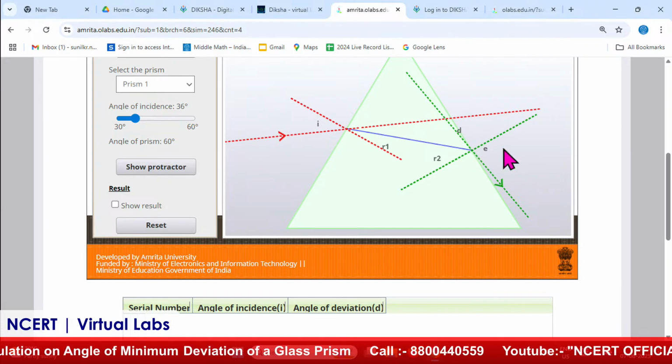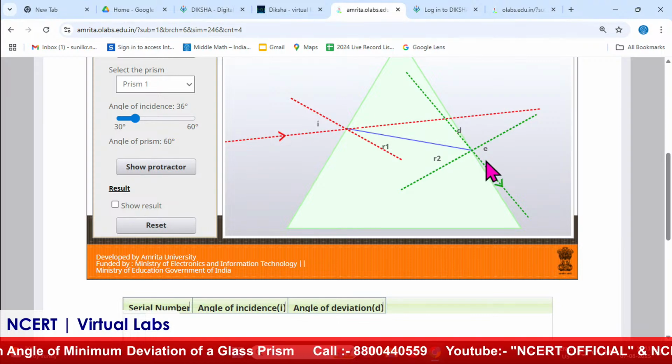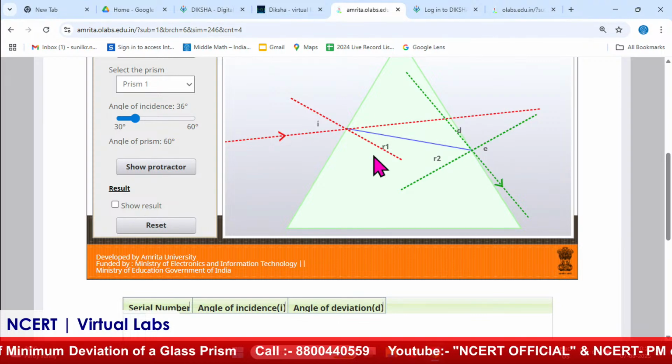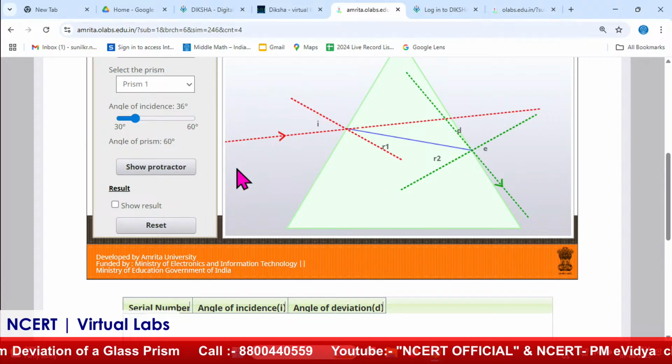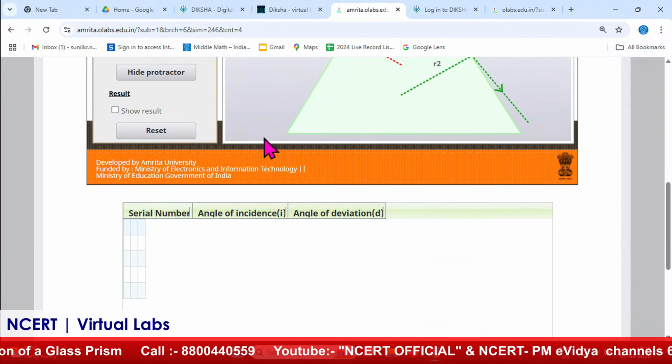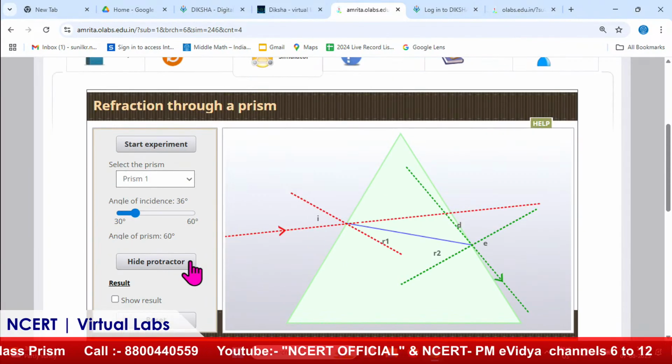Now, easily we can see from the figure that I is not equal to E. So, this is not a minimum deviation, we have to calculate it. So, I will simply use the protractor.